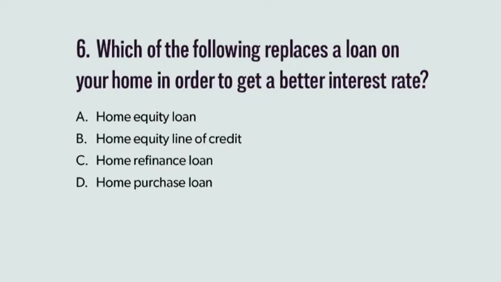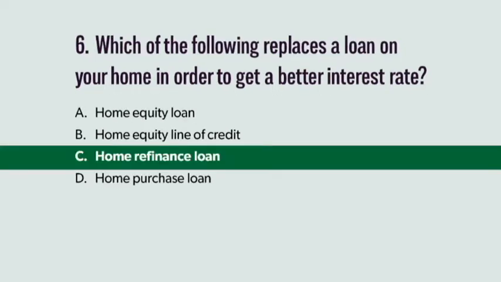Number 6, which of the following replaces a loan on your home in order to get a better interest rate? A, home equity loan. B, home equity line of credit. C, home refinance loan. Or D, a home purchase loan. And it's C, home refinance loan.